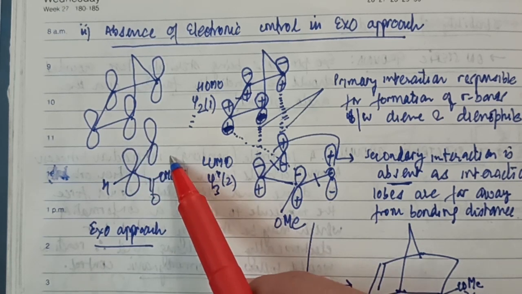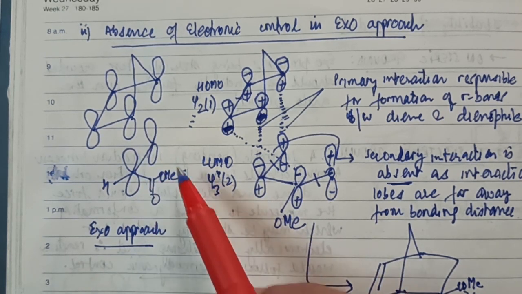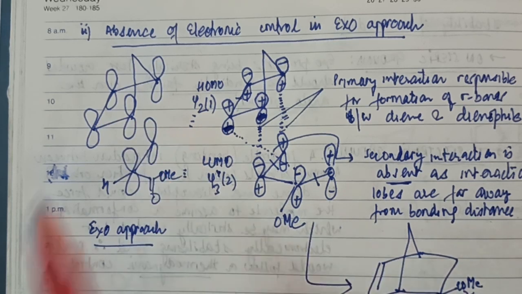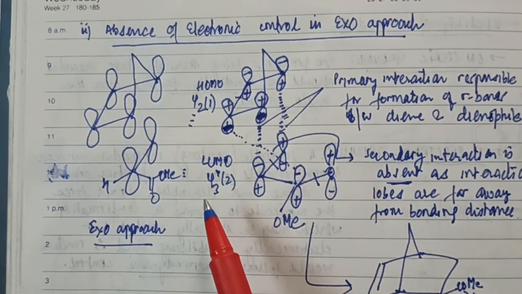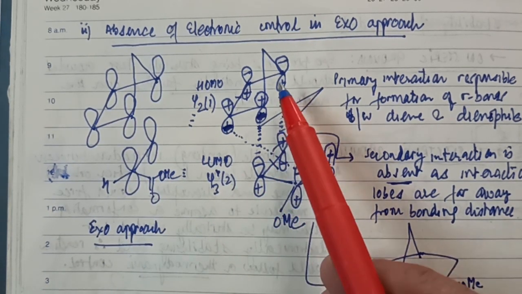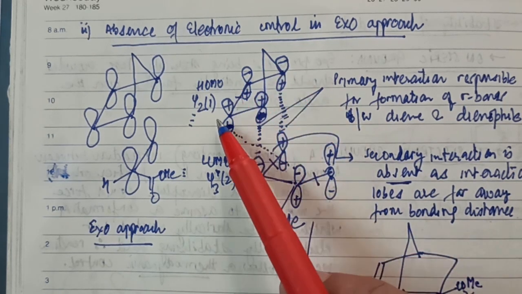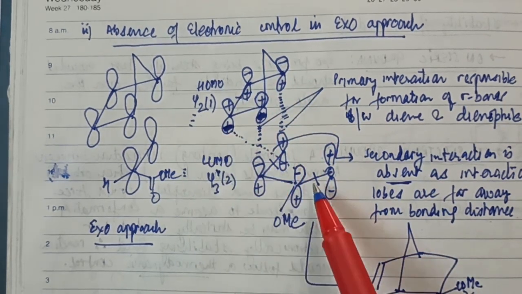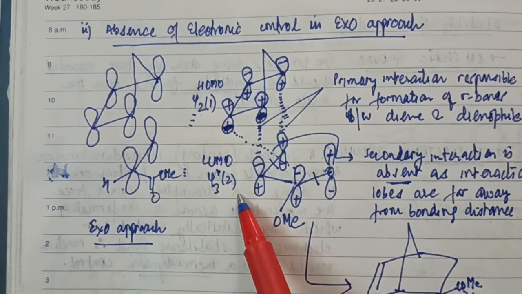Since it's an exo approach, the carboxymethyl substituent is away from the diene side. Right? Okay. Now again using the FMO approach, let's try to explain this. The HOMO for this is psi 2. Since two bonds are in conjugation, the LUMO here is psi 3, as I've told you.